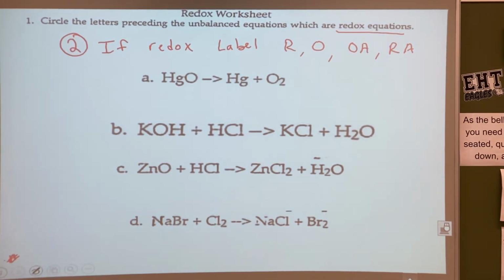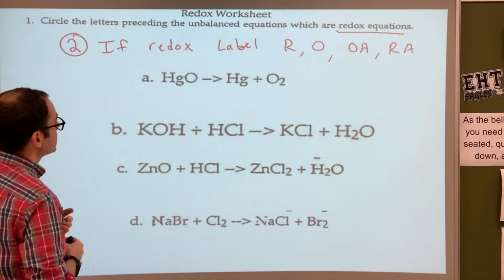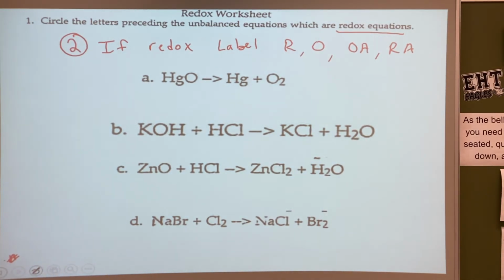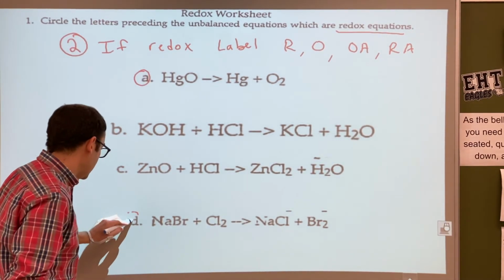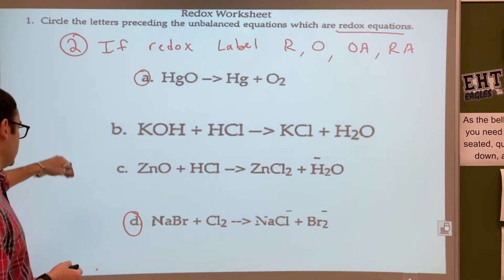So we need to label which ones are redox and then identify what the charges are, and then figure out what's being reduced, oxidized, and all that. So let's take a look at this. Which two are redox reactions? Yeah, A and D. Good. A and D. Okay, so let's look at B and C real quick.